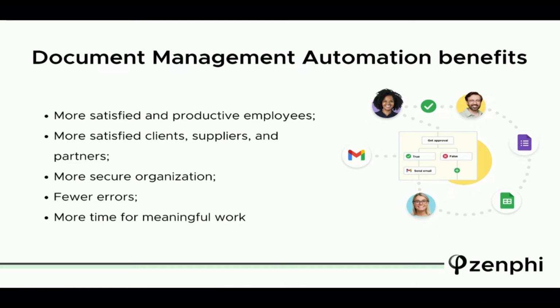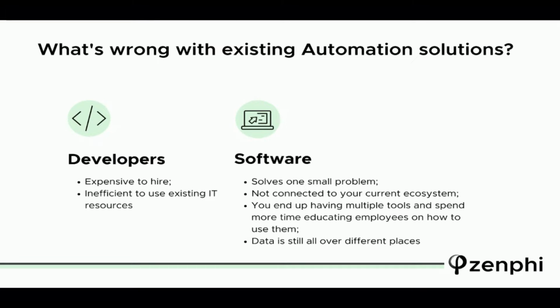Other than that, automation plays a huge role in your organization's security. With inefficient manual processes, it's so easy to store documents with sensitive information in the wrong place or send them to the wrong people. And they'll have access to this data, and you won't be able to do anything about that. And of course, the main benefit here is you will save hours of work every week for really meaningful work.